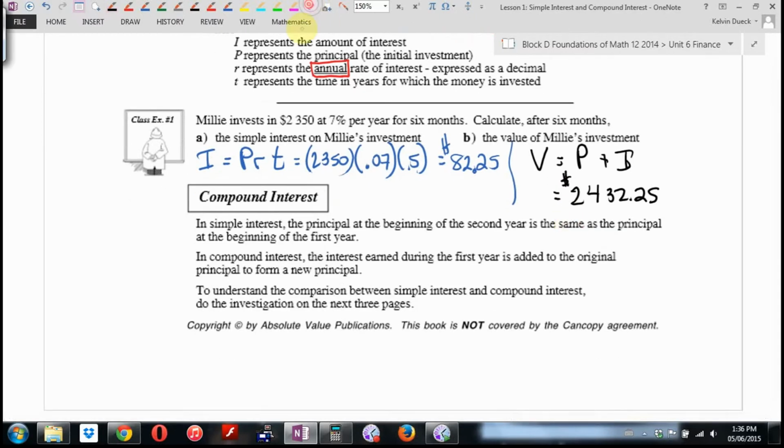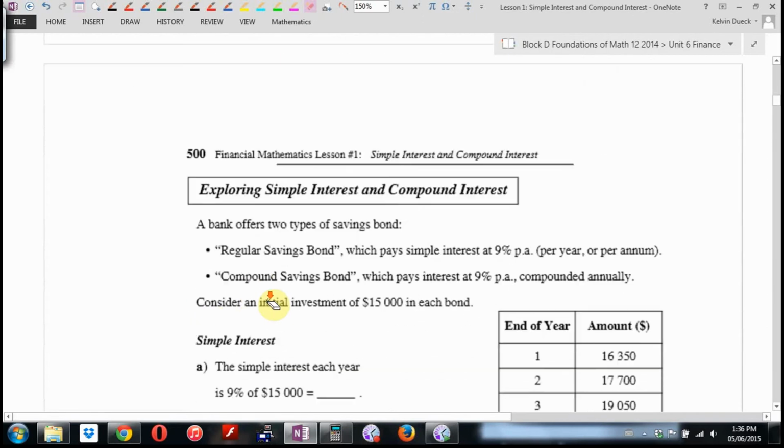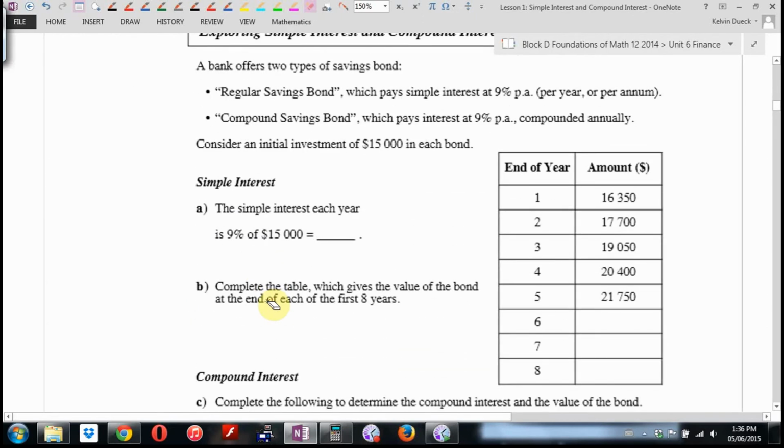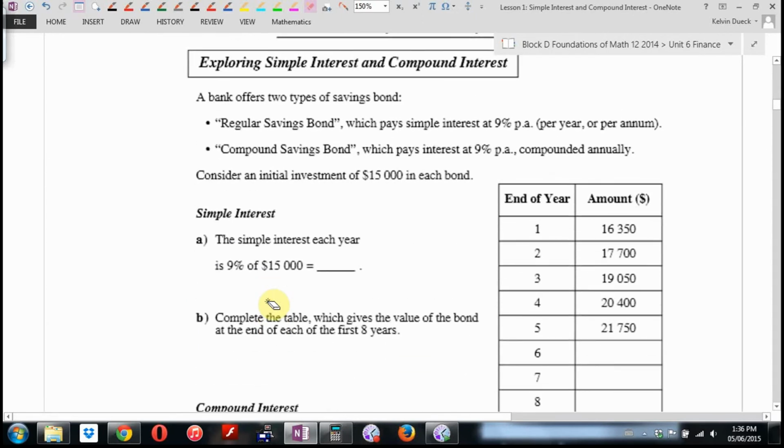So, in simple interest, the principal at the beginning of the second year is the same as the principal at the beginning of the first year. In compound interest, the interest earned during the first year is added to the original to form a new principal. And now, well, you know what? Let's look at an example. Next page.